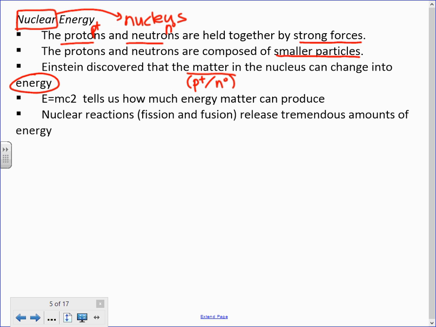There are a couple of reactions that I'd like to mention that happen in the nucleus. So they're called nuclear reactions. One of them is called fission, and the other one is called fusion. Fission and fusion release tremendous amounts of energy. And just as a brief note, because the word fission and the word fusion are not exclusive to chemistry, we can use them in biology as well.